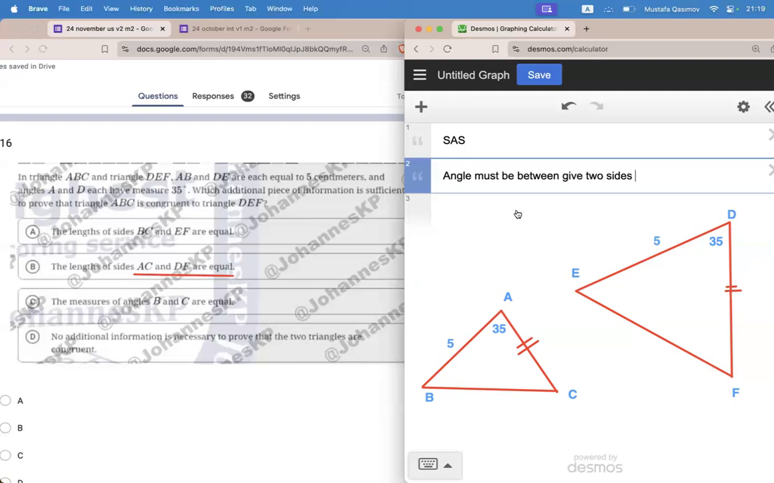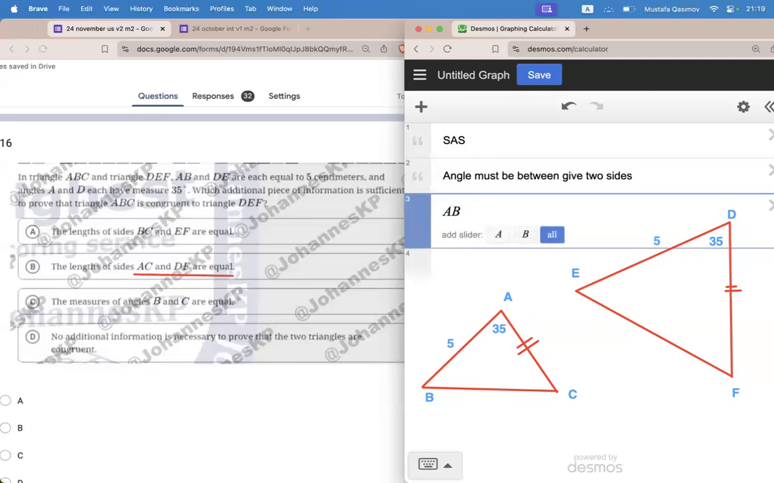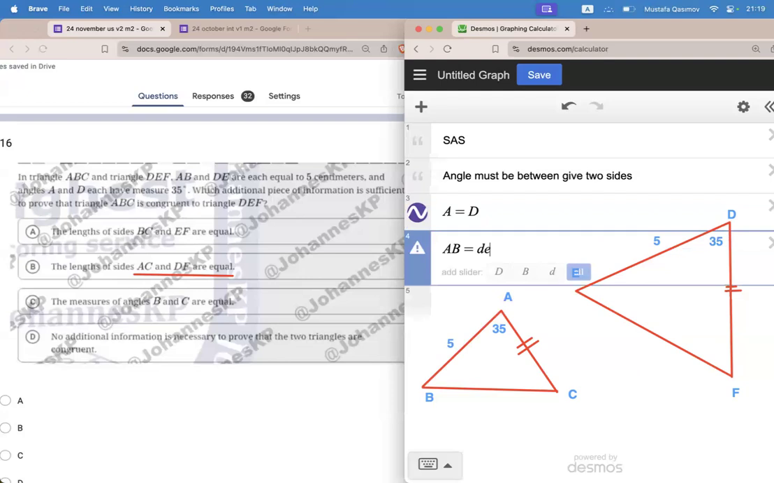Or you can think of it like that. For using SAS, if the angles are A and D, we have to know AB is equal to DE, and we have to know AC is equal to DF. So you can see that here we have A, D, and the sides. Because BC and EF will automatically be opposite A and D, which we don't need to know. Okay, the answer is B, shortly.